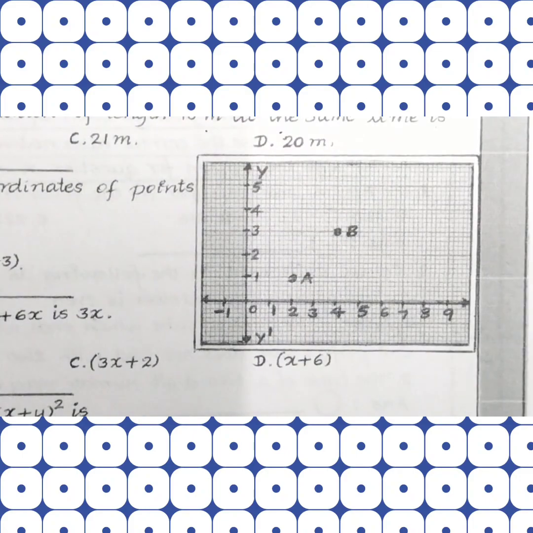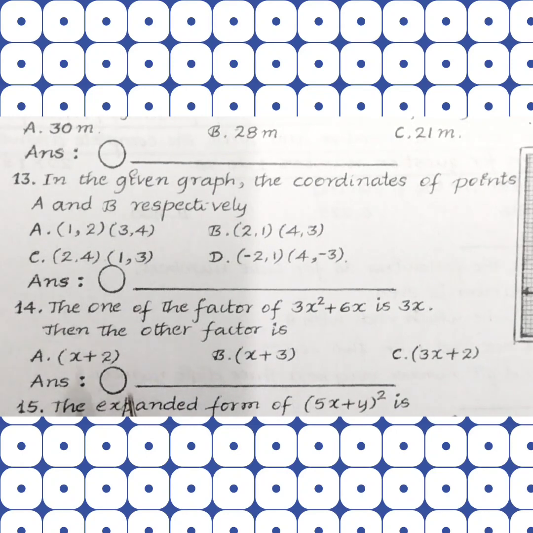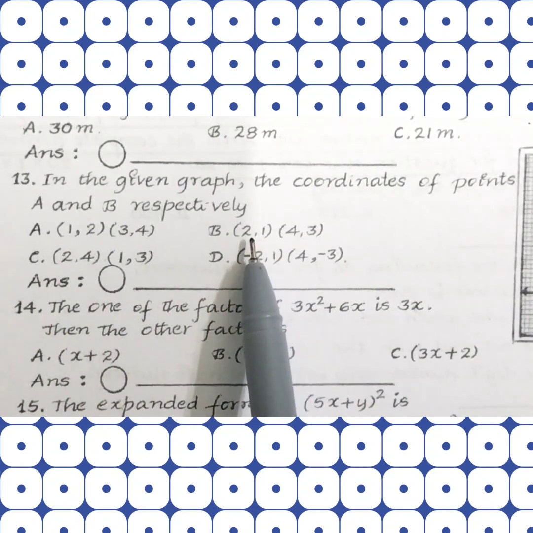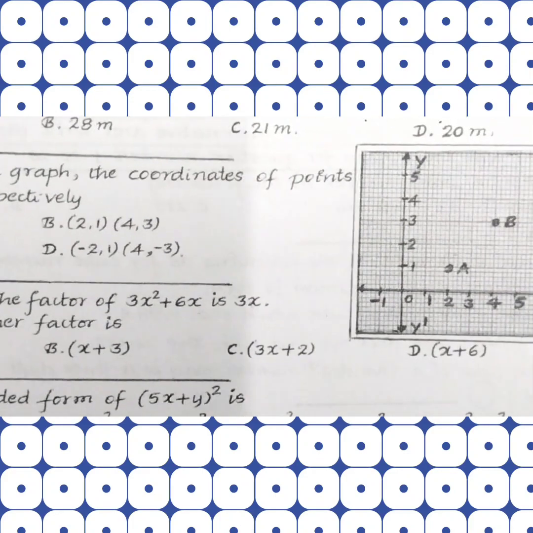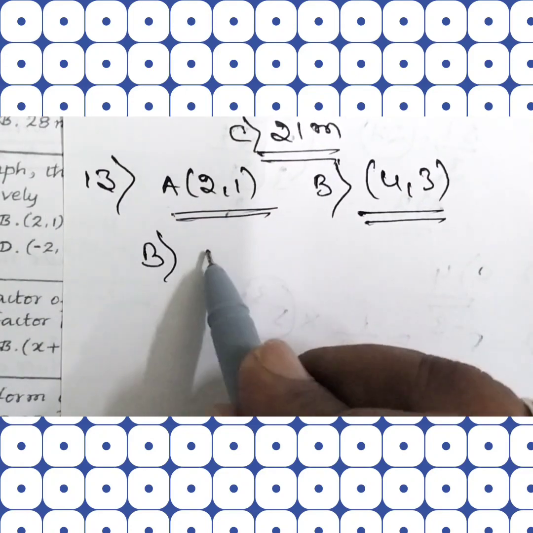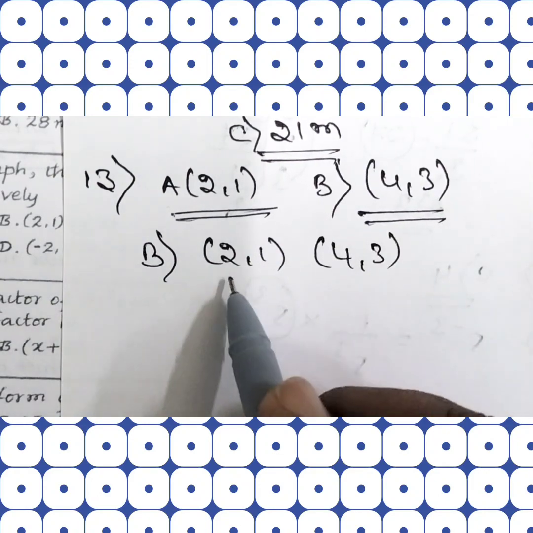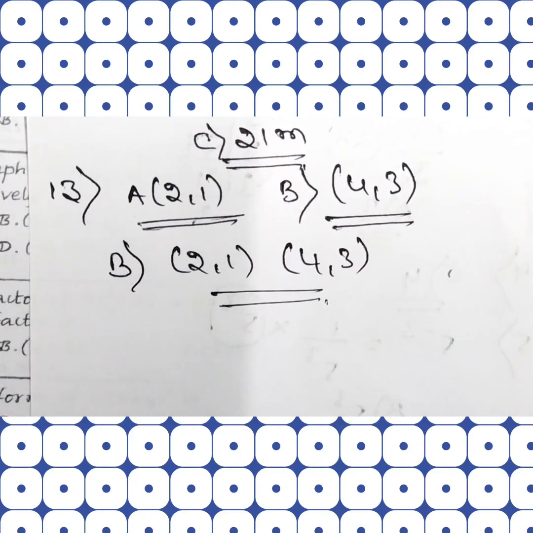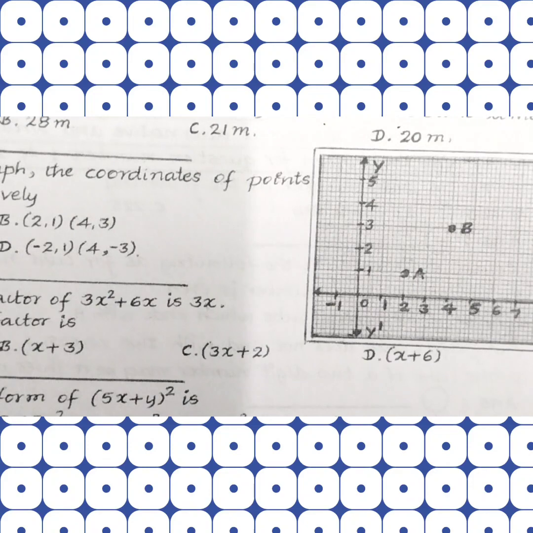So let us search which option it could be. Among these 4 options, the right answer is 2, 1. See where it is, this is the answer. 2, 1 and 4, 3. So for this question, option B is the right answer. Option B, 2 comma 1 and 4 comma 3. Point A is 2 comma 1, point B is 4 comma 3. So like this we have to answer the 13th question. Now let us move to the 14th question.